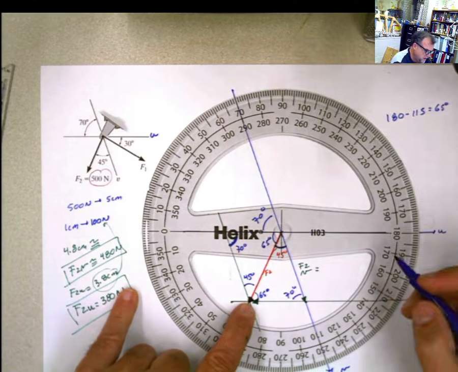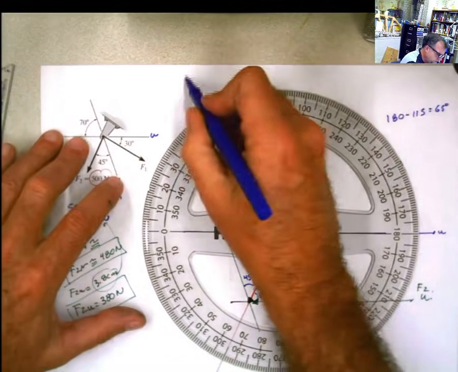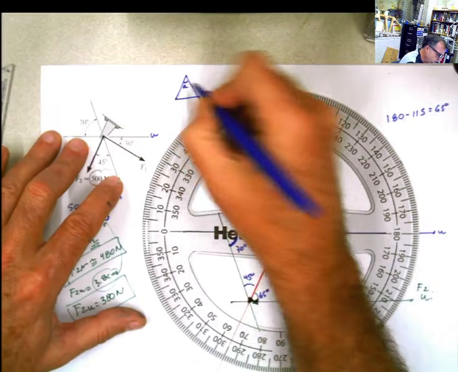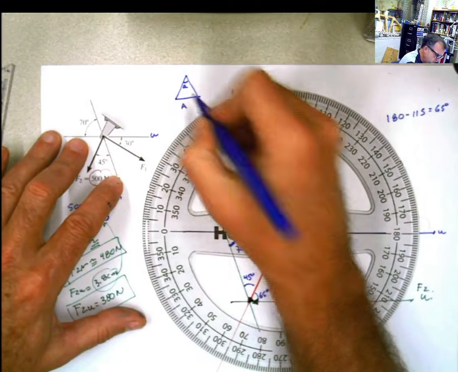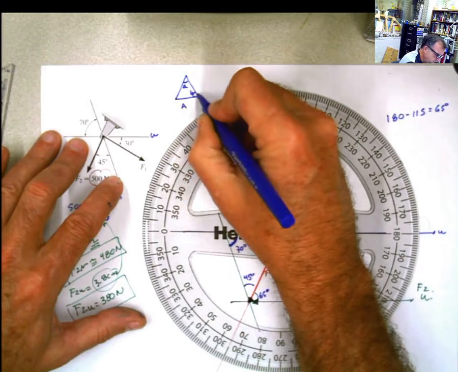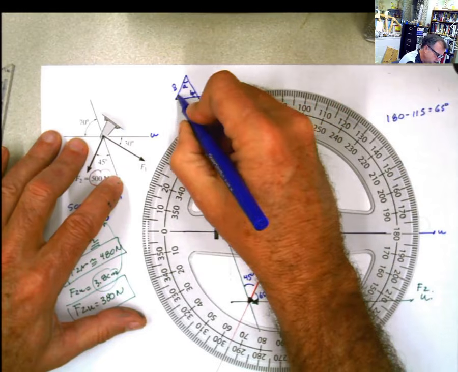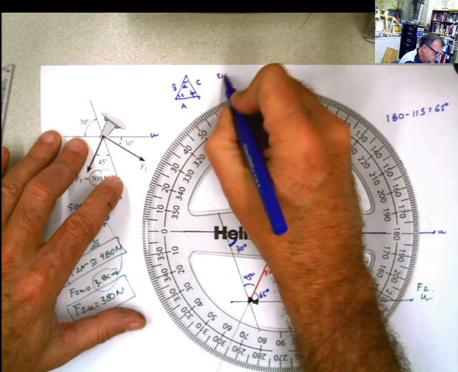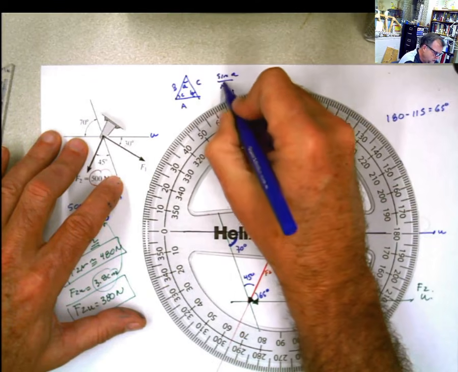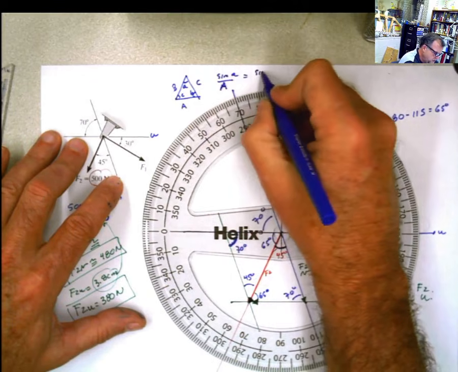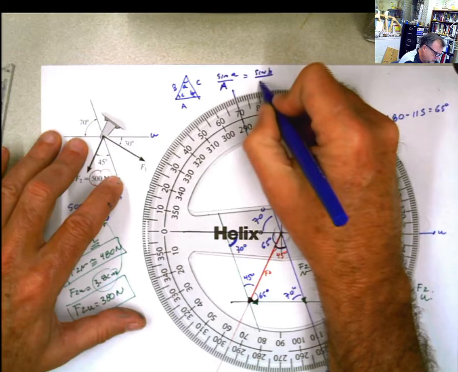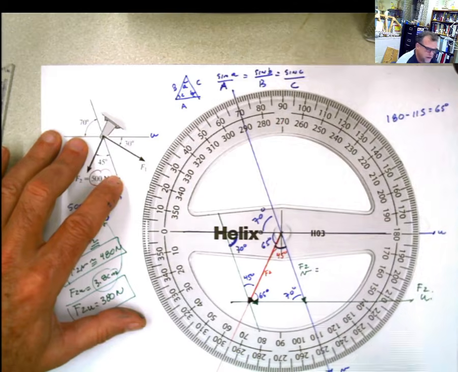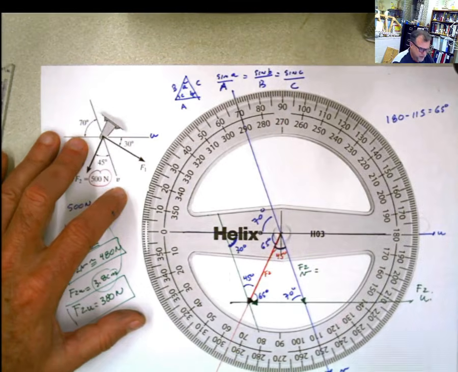What is the law of sines? The law of sines states that if you have a triangle like this, and you call this angle A and this side A, same with this angle B, and the opposite side B, and this angle C and the opposite side is C, then you can say that the sine of A divided by the opposite side has to be equal to the sine of B divided by the opposite side, and has to be equal to the sine of C divided by the opposite side. That's basically the law of sines.